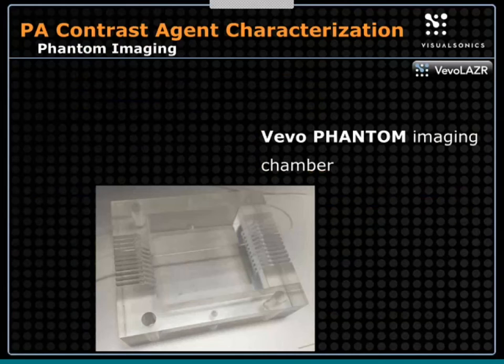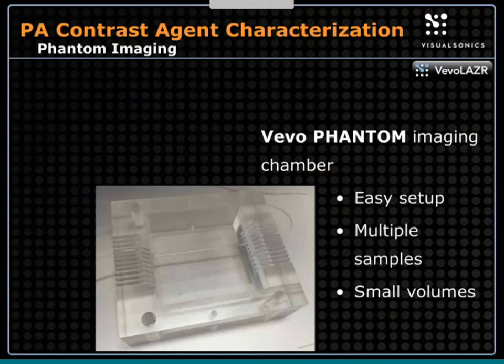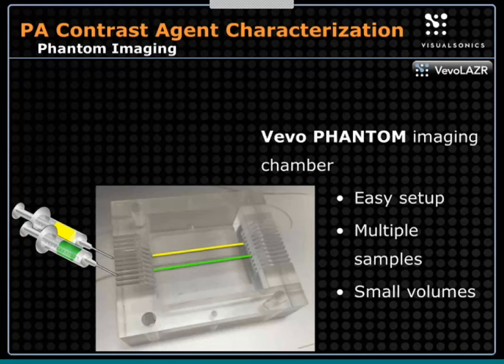So we got the Vevo Phantom Imaging Chamber. This is just an acrylic phantom with these channels where we can put tubing, which we use to image the contrast agents in a very simple way. So it's easy to load and install them in the chamber. You only need small volumes of the contrast agent, so you're not wasting a whole bunch of contrast agent. So what we essentially do is put tubes in the phantom and then fill them up with the contrast agents.